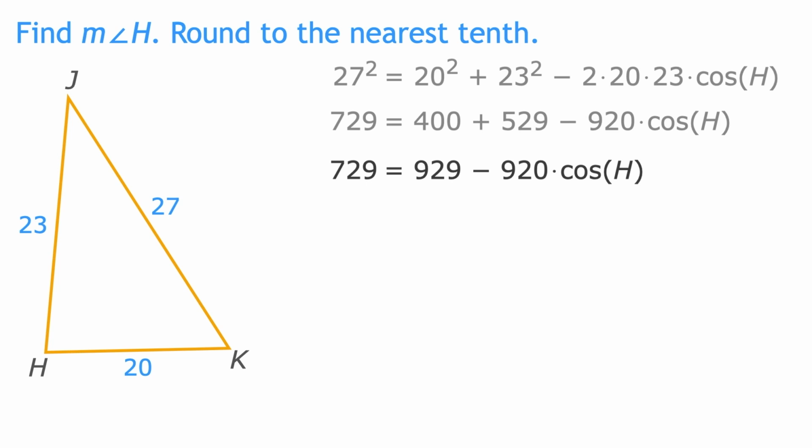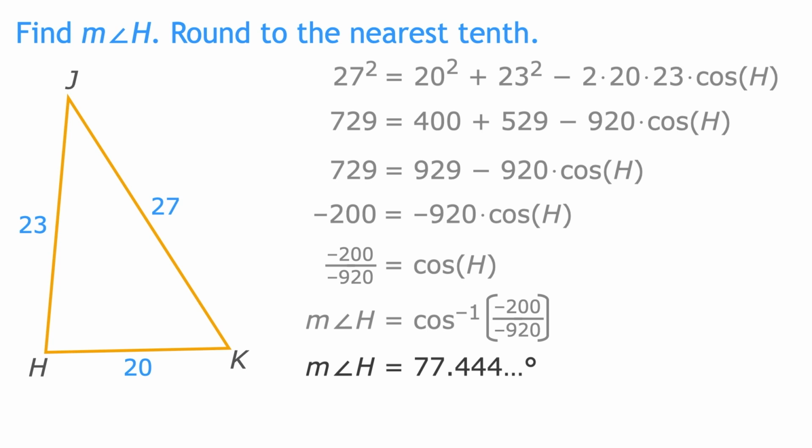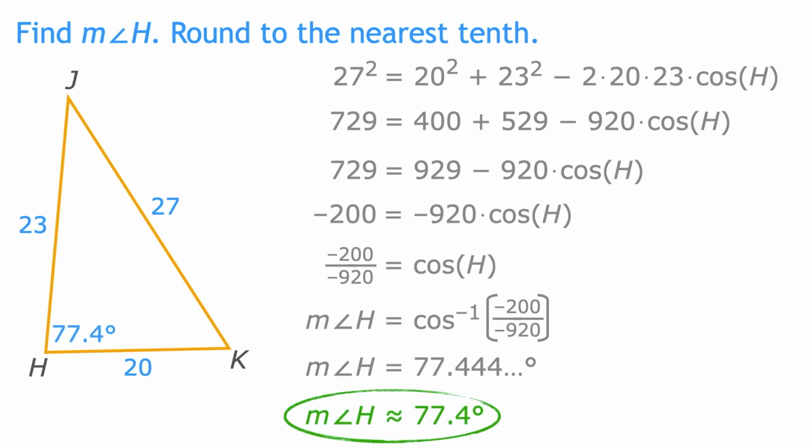To isolate angle h, we should subtract 929 from both sides to get negative 200 equals negative 920 times the cosine of angle h. Then, we'll divide by negative 920 on both sides. Now, in order to get h alone, we'll have to do the opposite of cosine, which means we'll take the inverse cosine of our fraction. We'll use our calculator for that, so the measure of angle h is about 77.444 degrees. Rounding to the nearest tenth, we find that angle h is approximately 77.4 degrees.